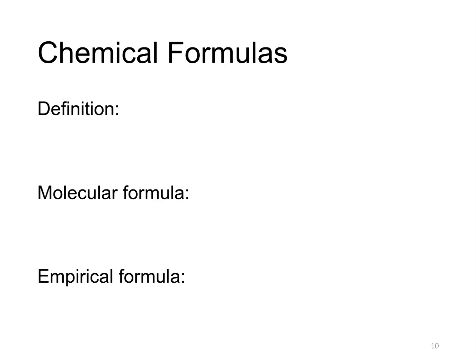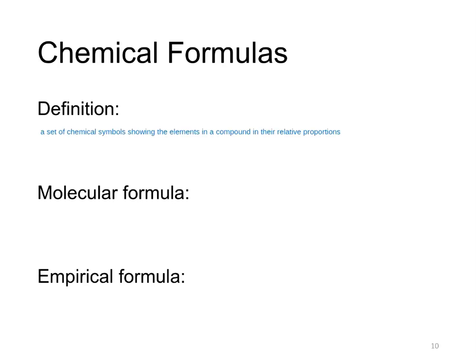So before we actually dive into naming, we have to understand chemical formulas. So a couple of different pieces of information here. First of all, what is the definition of a chemical formula? This is a set of chemical symbols showing the elements in a compound in their relative proportions.